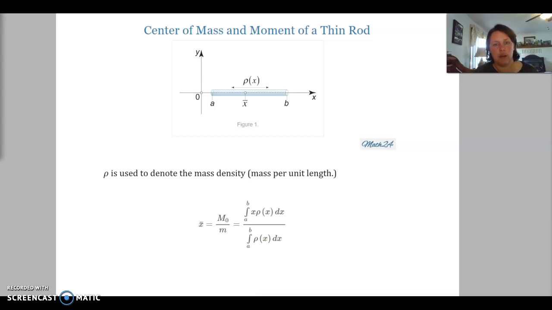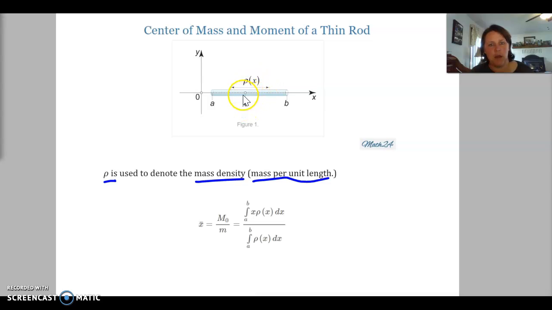And on this rod, we can see that the center of mass is denoted by x bar. And rho of x is an equation that denotes the density. So I have that written down here. So rho is used to denote the mass density, which means the mass per unit of length. So that's what rho is going to stand for in this case.